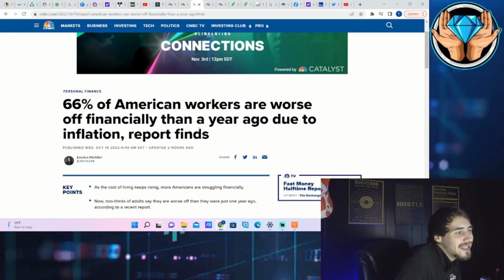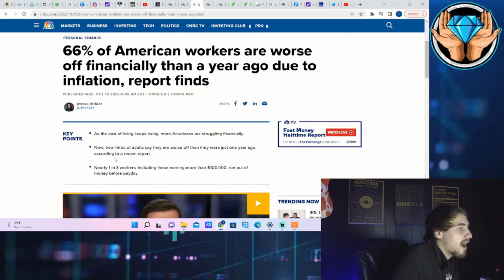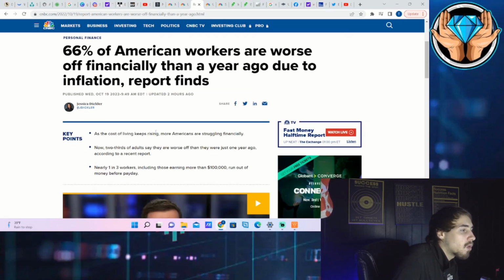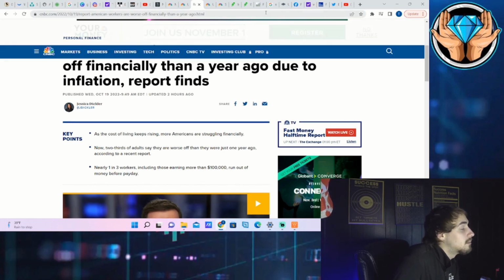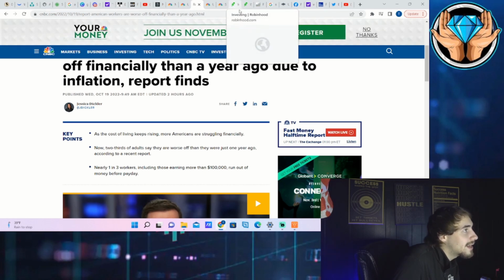Also, this thing, it's not moving the markets. I highly doubt it's moving the markets, but it's very interesting. It says 66% of American workers are worse off financially than a year ago due to inflation, report finds. As the cost of living keeps rising, more Americans are struggling financially. Now, 2/3 of adults say they are worse off than where they were just 1 year ago, according to a recent report. Nearly 1 in 3 workers, including those earning more than $100,000, ran out of money before payday. Not a good sign, ladies and gentlemen.